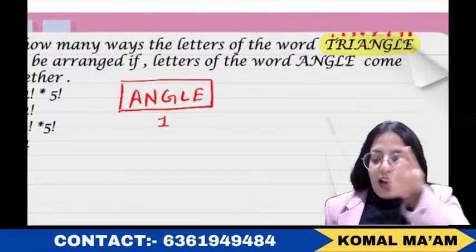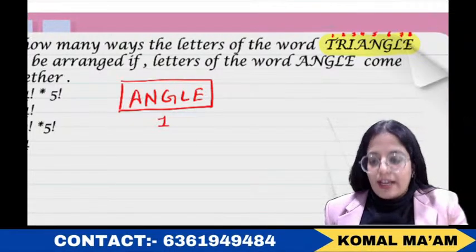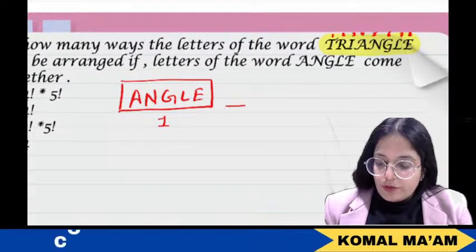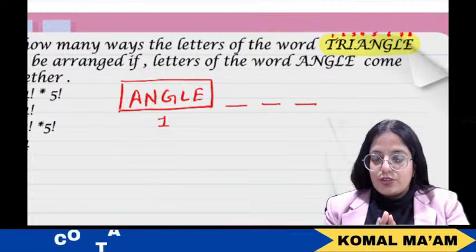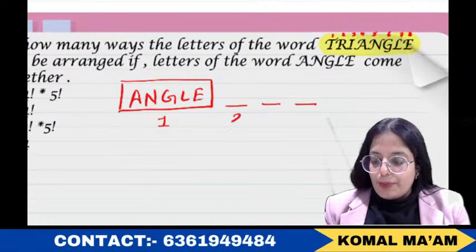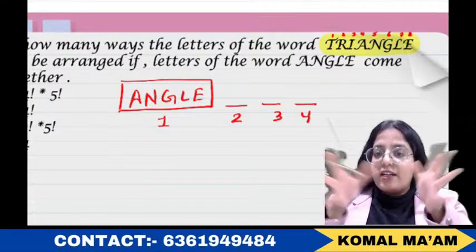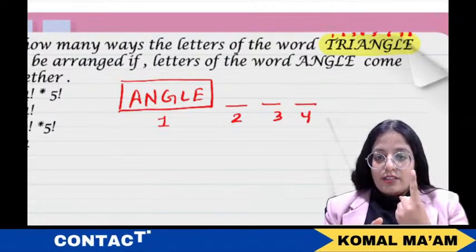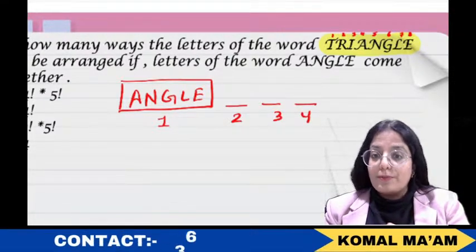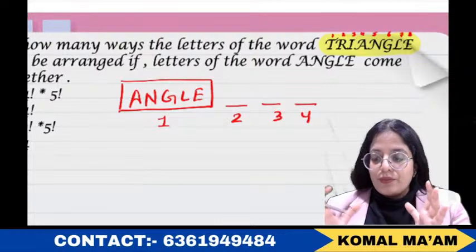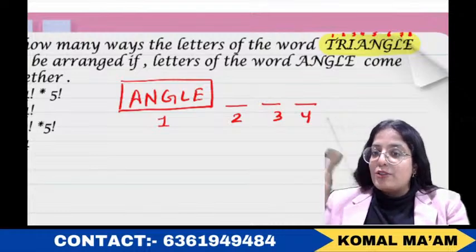Now after these 5 letters we are left with 3 more letters, that is T, R, I. So I'll put 3 places for those. In this way 8 letters got placed, right? So when I consider the letters that are going to come together as one, all in all I have 4 places. Now 4 places I have, and 4 items I have to make sit on 4 places.